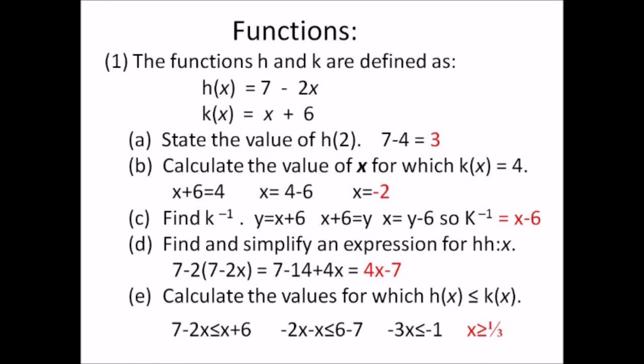Okay, let's move on to functions. A, the answer was 3, and B, the answer is negative 2. C, x minus 6. When you get y minus 6, x is y minus 6, you change it and put x for y. And then D was 4x minus 7. E, x is greater than or equal to 1/3.